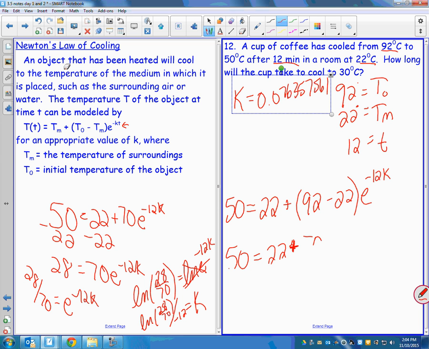Now, if I know what k is, using this equation, I should be able to just change something to find out how long will it take to cool to 30 degrees Celsius. What needs to change in this?